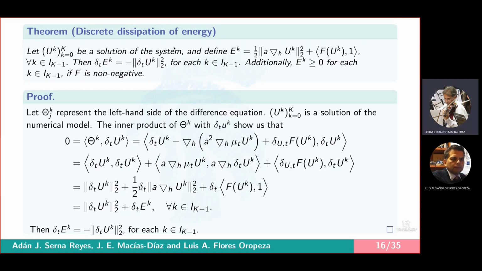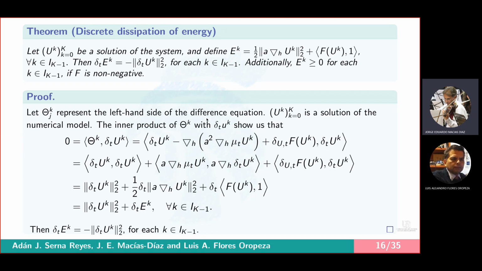Another important property of this model is that it's able to preserve the dissipation of energy. Suppose that u^k is a solution of our system, and define this expression e^k, which, as you can see, is an approximation for the Gibbs free energy. Then the discrete rate of change of the energy is going to be provided by this term. As you can see, this term is less than or equal to 0, which means that the energy is dissipated. Moreover, in case that f is non-negative, then the energy is also non-negative.